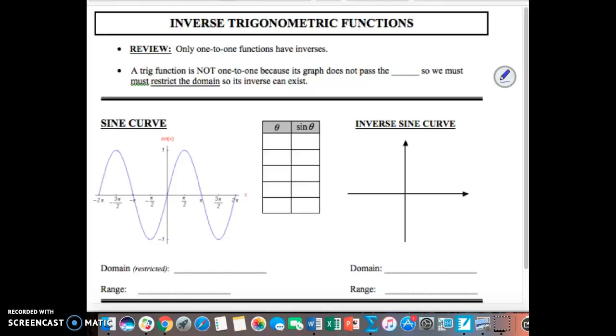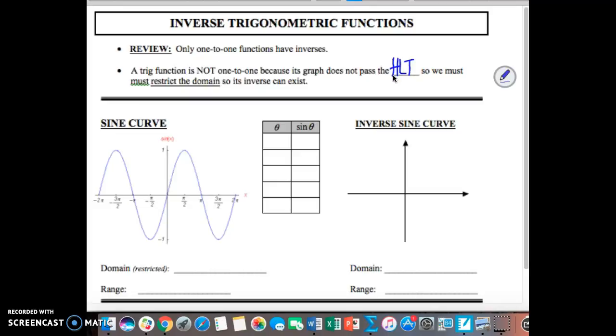If you can recall from algebra, a one-to-one function is a function where for every y value there is only one x value that outputs that y value. We also know that only one-to-one functions have inverses. A trig function is not one-to-one because its graph does not pass the horizontal line test.